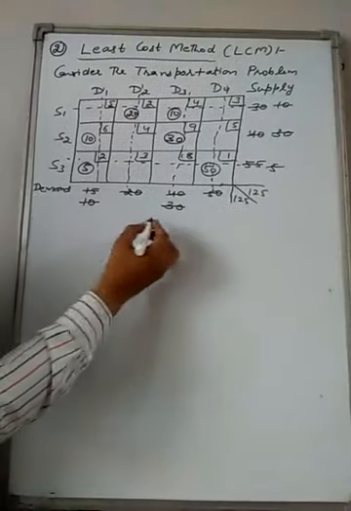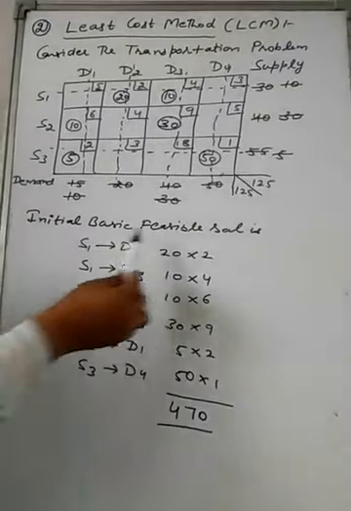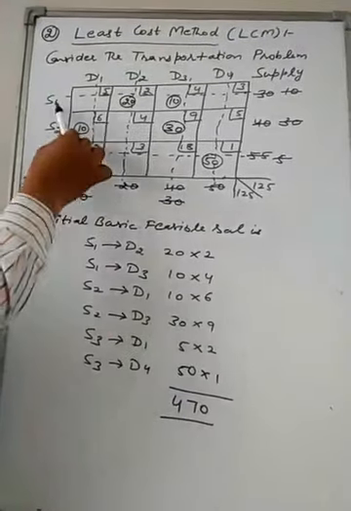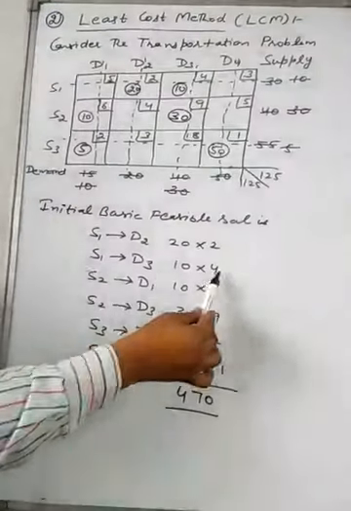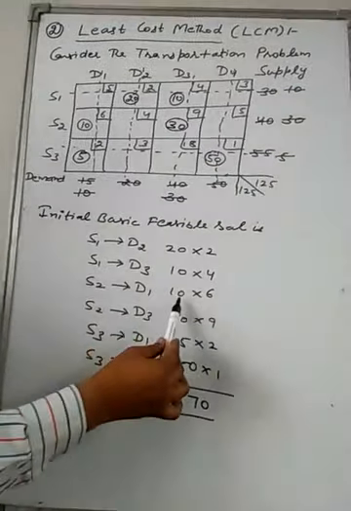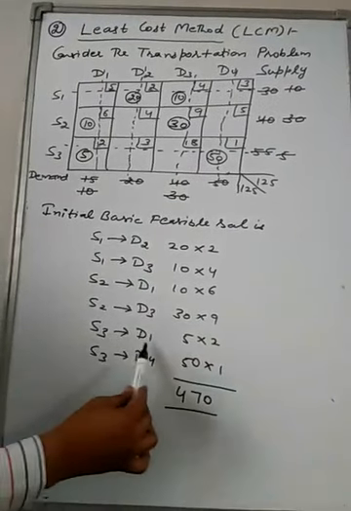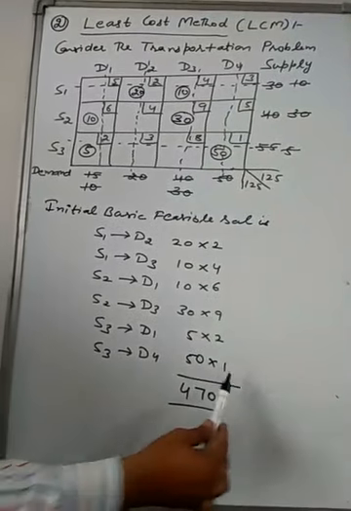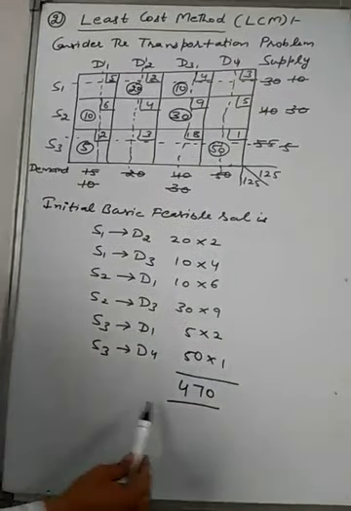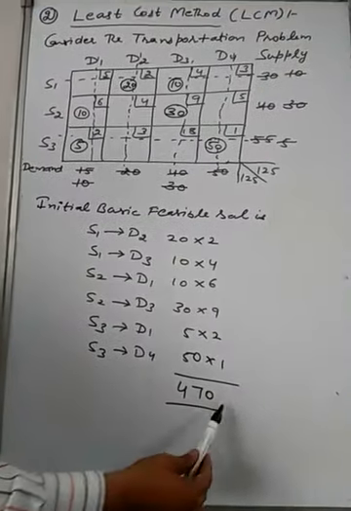Now the initial BFS solution is given by: the initial basic feasible solution is S1 to D2 20 into 2, S1 to D3 10 into 4, S2 to D1 10 into 6, S2 to D3 30 into 9, S3 to D1 5 into 2, S3 to D4 50 into 1. After the calculation, we will get the initial basic feasible solution cost as 470.